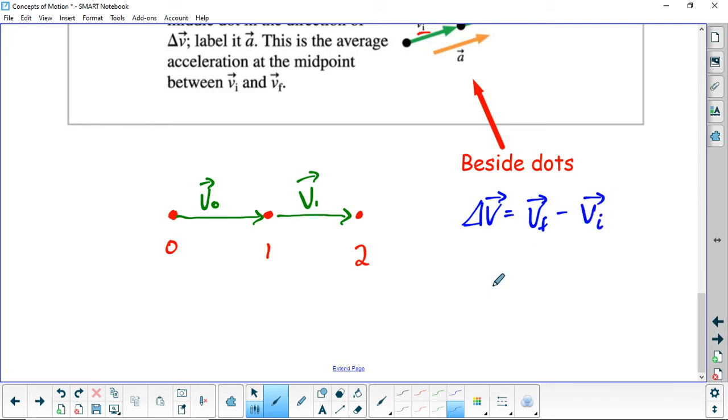Well, what is that? That's going to be v1, my final velocity vector, minus v0. And this is the step-by-step that you're going to have to walk through for some of your diagrams, especially if you're having a hard time visualizing it, to see what your acceleration is.